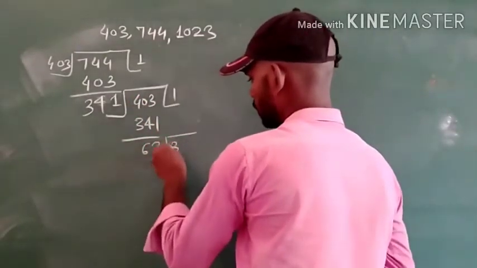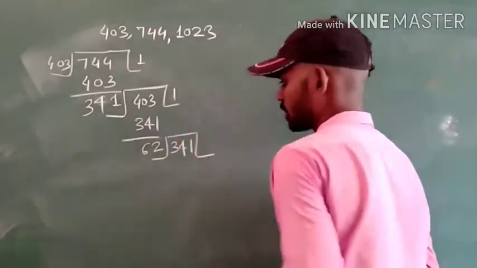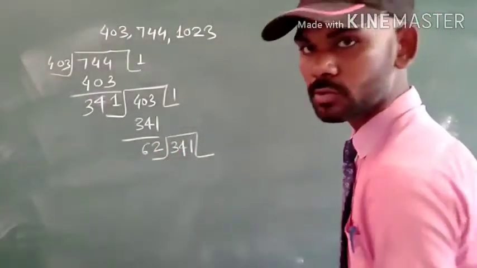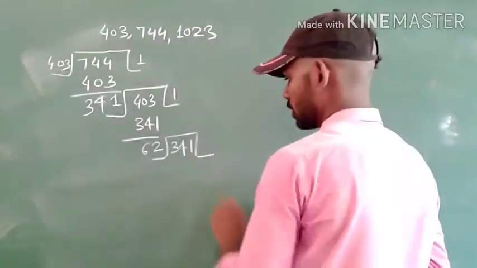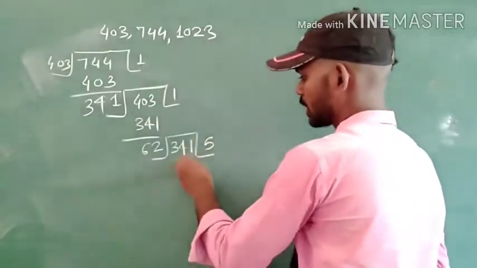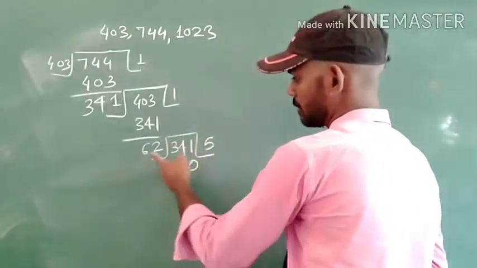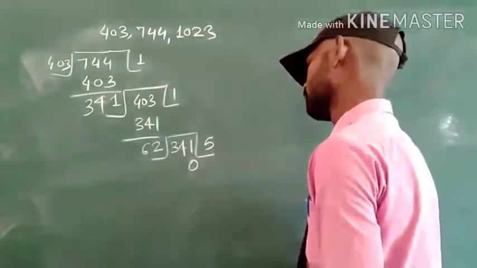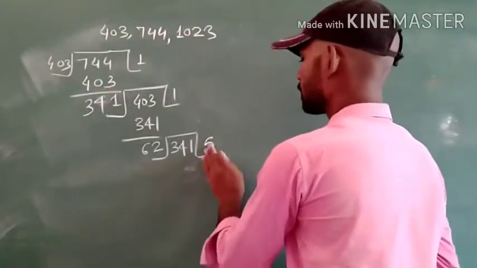Again we get 341, which is divided by 62, and we get 5 times. So 5 2s are 10, and 5 6s are 30. We can take it by 6 times.